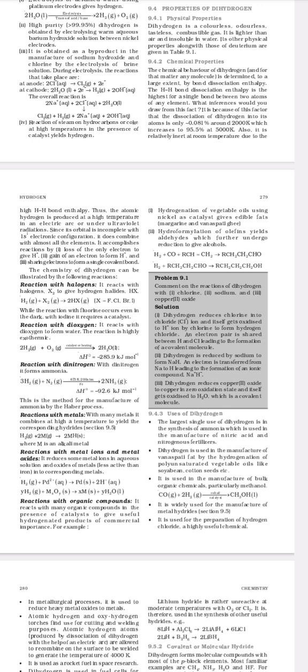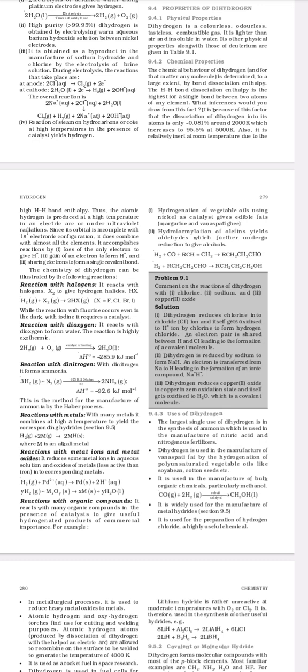Since its orbital is incomplete with 1s1 electronic configuration, it does combine with almost all the elements. It accomplishes reactions by loss of only one electron to give H+, gain of one electron to form hydride ion, and sharing electrons to form a single covalent bond. The chemistry of dihydrogen can be illustrated in the following reactions.